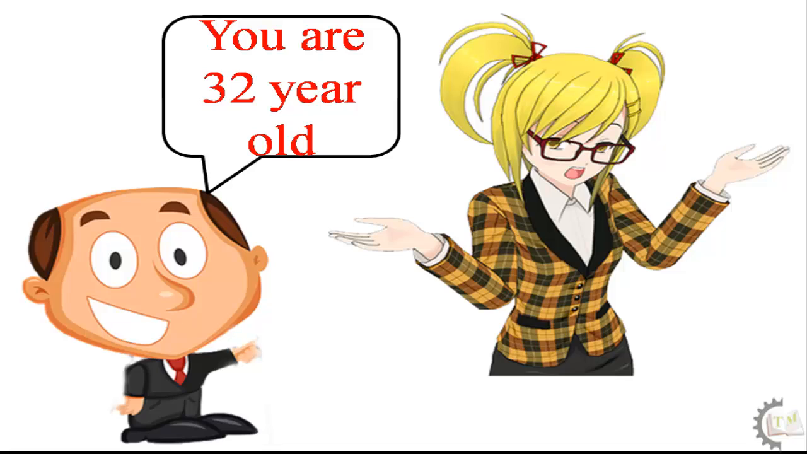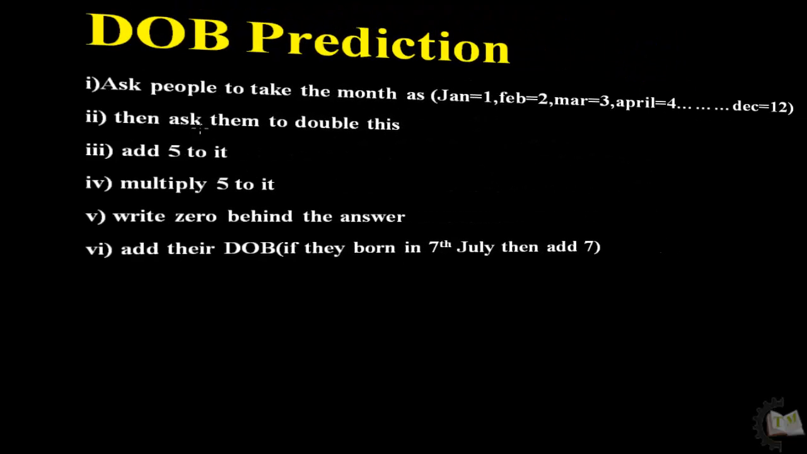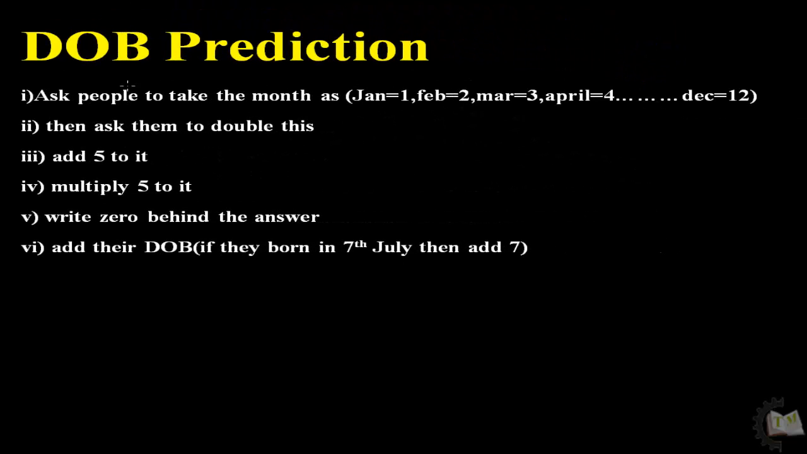Let me write down the steps which you have to follow to calculate the date of birth of an unknown person. Okay, these are the steps. First, ask the person to take the month: January as 1, February as 2, and accordingly December will be 12. Next step, ask them to double this. If you take 2, double this, and that will be 4.